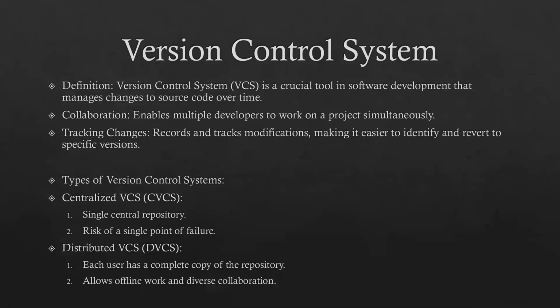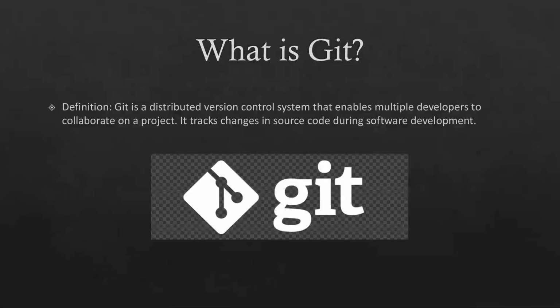We now have two types of version control system. One of them is centralized and another is distributed. Centralized is, as the name says, a single central repository, and it has a single point of failure. In distributed, each user has a complete copy of the repository, which allows offline work and diverse collaboration. These are just basic things, and by the name we can understand what this does. Git is an example of a distributed version control system because multiple people can collaborate and work on the same repository.